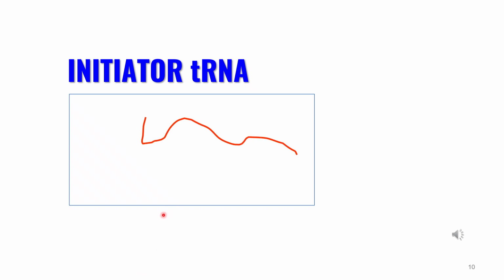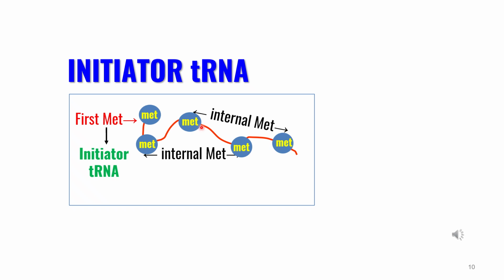The first amino acid in every protein, both in prokaryotes and eukaryotes, is methionine, which is delivered by a special tRNA known as initiator tRNA. However, the internal methionine residues are delivered by a different tRNA known as elongator tRNA. Please note that the structure of these two tRNAs is different.